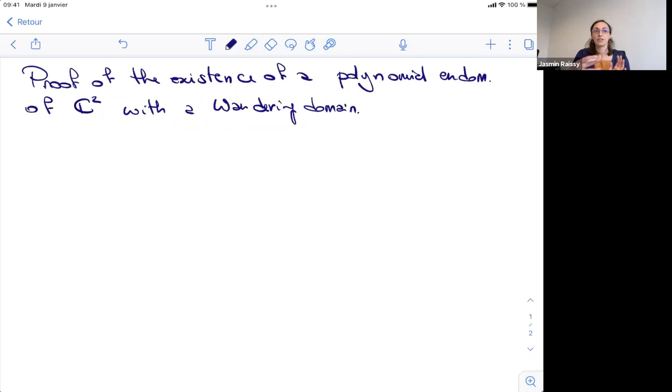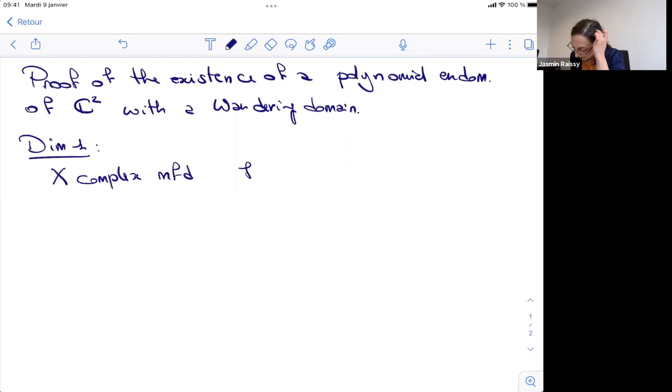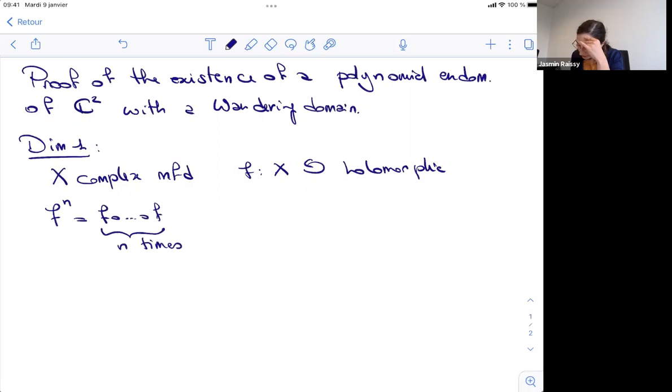So the idea is that I'm taking the discrete iteration. Let me stay in dimension one. I take a complex manifold, but actually in dimension one, it's going to be easy. And I want to understand the iterates of a holomorphic map on this complex manifold. So I'm going to consider f^n, which is simply I compose f with itself n times. And I want to understand the asymptotics.